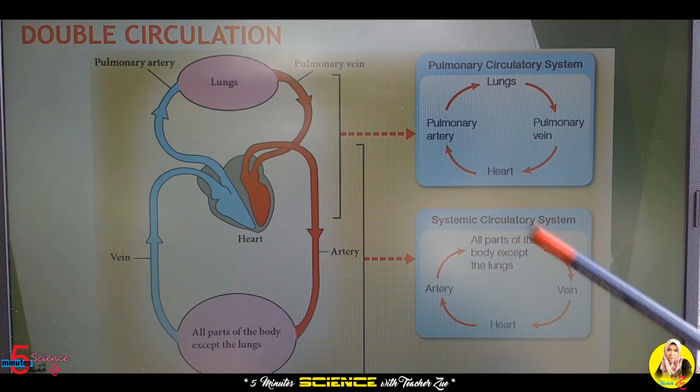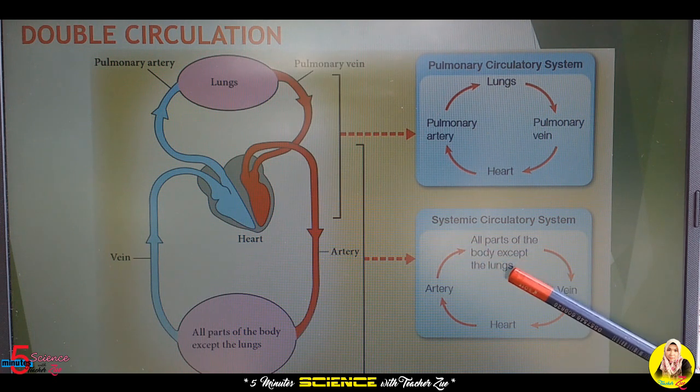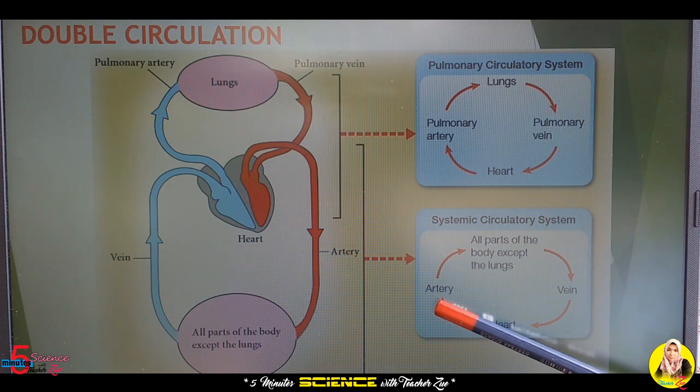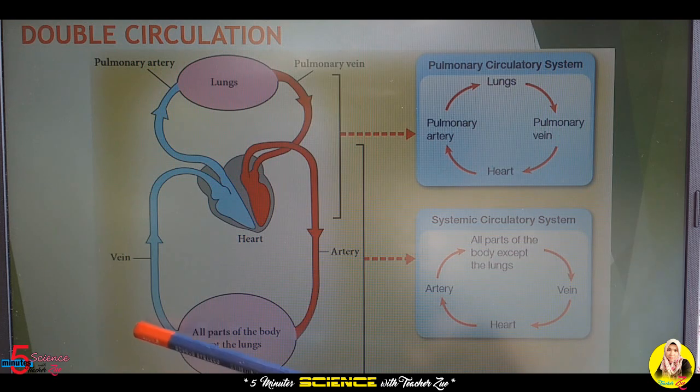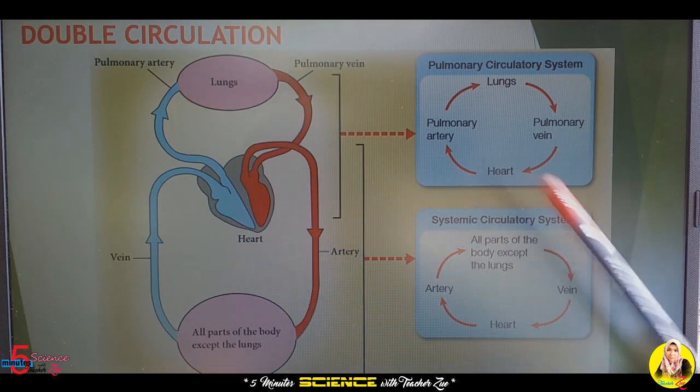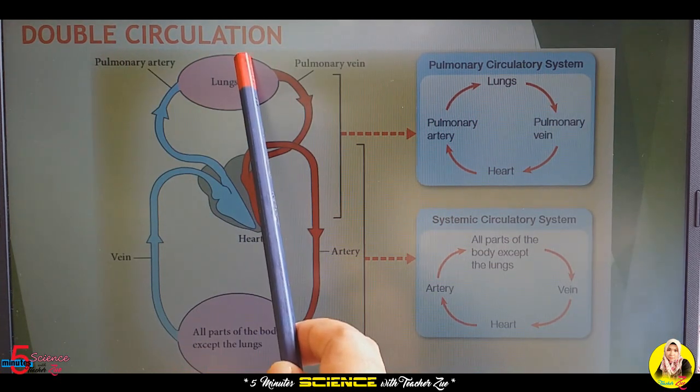Blood from all parts of the body except the lungs flows through the veins back to the heart, then flows into the artery and goes to all parts of the body here. So, the human blood circulatory system is a double circulation.